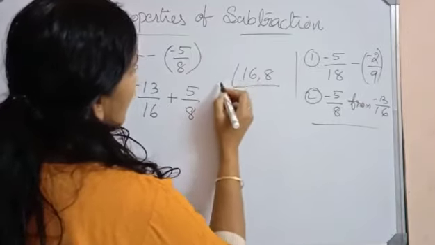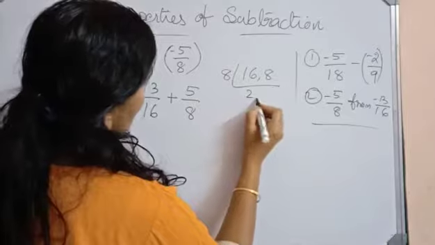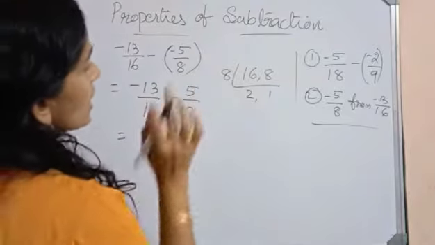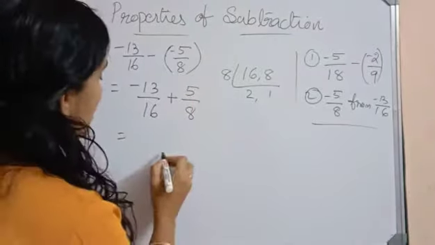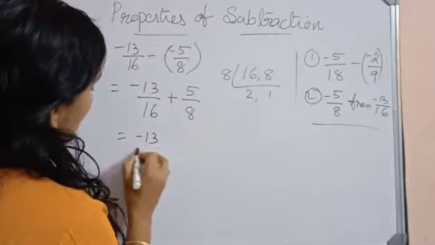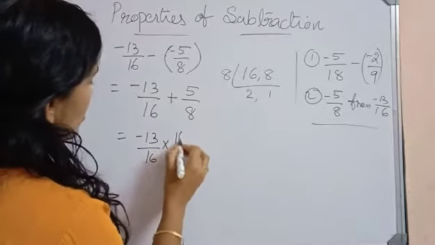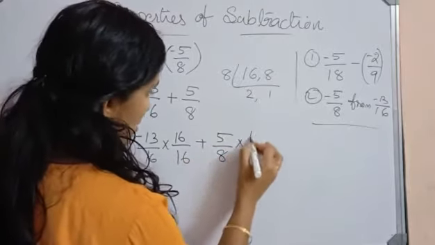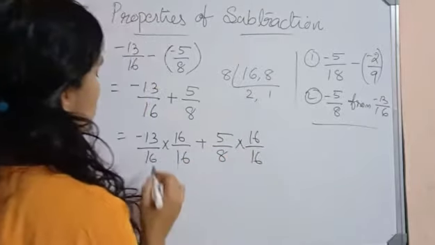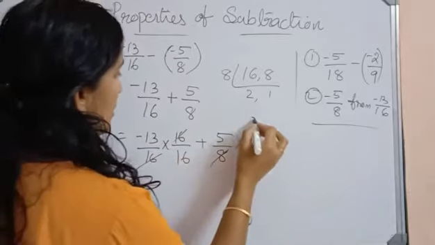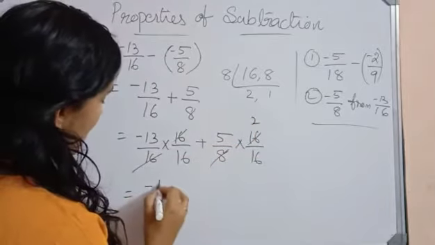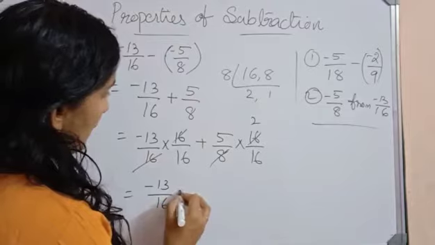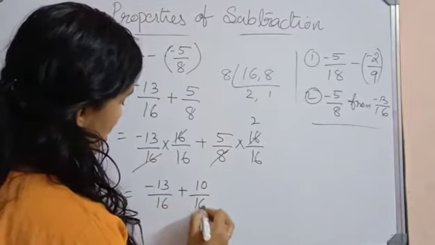The LCM will be 8 2s are 16, 8 1s are 8. So 16 is the LCM. That is equal to minus 13 by 16 into 16 by 16 plus 5 by 8 into 16 by 16. So cancel 16 here. Here this will be 2. So your answer will be minus 13 by 16 plus 10 by 16.